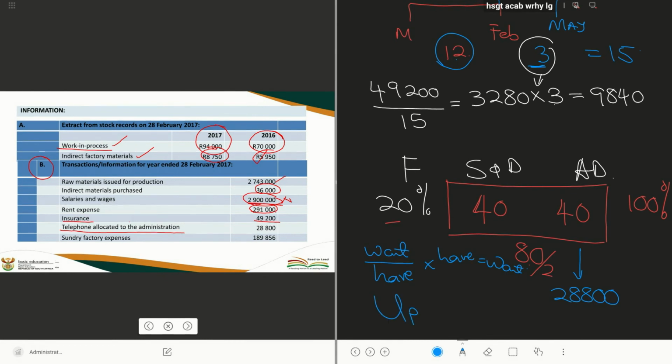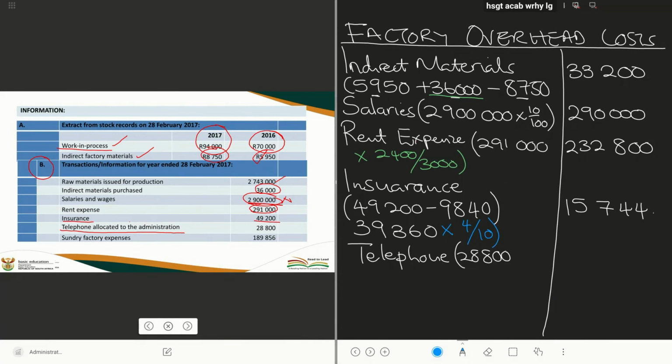Remember our up method? Our up method says what we want, we put it up. What we want over what we have times what we have will give us what we want. So let's go. Already we know this is what we want, and this is what we have. So let us go now to our question. And we're going to say, telephone, what do we want? We want what percentage? 20. And what did we have? 40. So it's going to be 28.8 multiplied by 20 over 40. And the amount becomes 14,400.